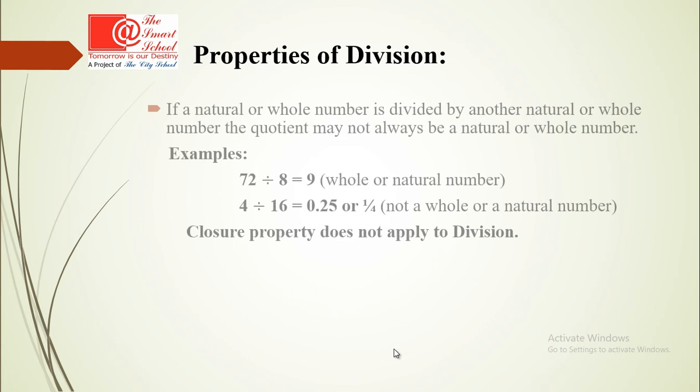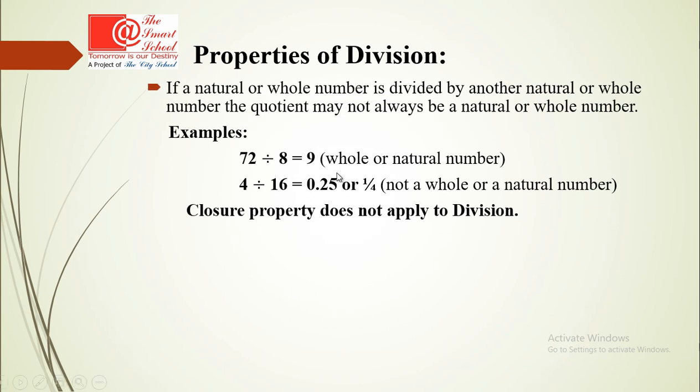Now properties of division. If a natural number or whole number is divided by another natural or whole number, the quotient may not always be a natural or whole number. For example, 72 divided by 8 is equal to 9. This is a whole number or a natural number. But 4 divided by 16 is equal to 0.25 or 1 over 4. It is not a whole number, not even a natural number. So it means closure property does not apply to division.